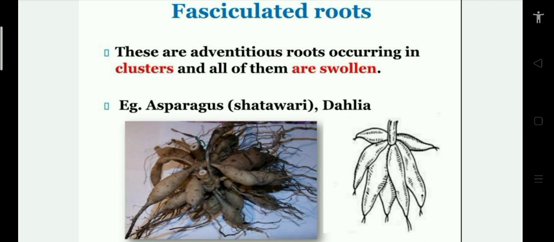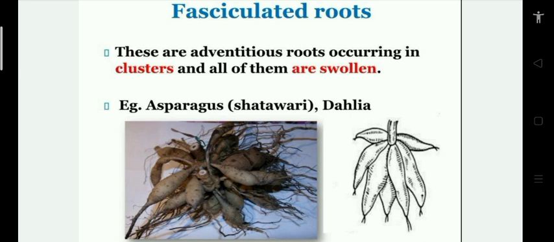Fasciculated roots. This is also an adventitious root modification. When these adventitious roots store food material, they occur in clusters and all of them are swollen. Cluster type of roots: fasciculated roots. Examples: asparagus, shatavari, dahlia. So the diagram is also important.